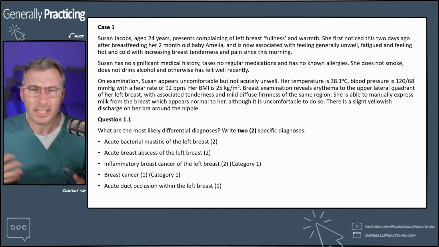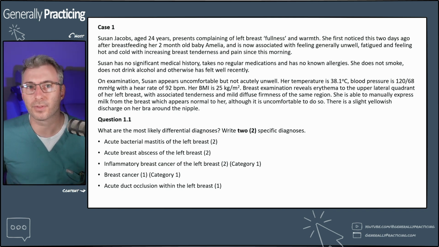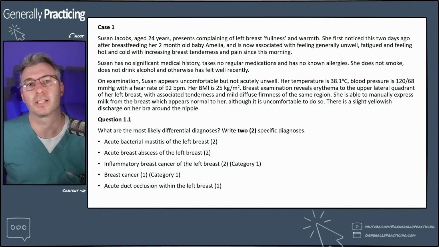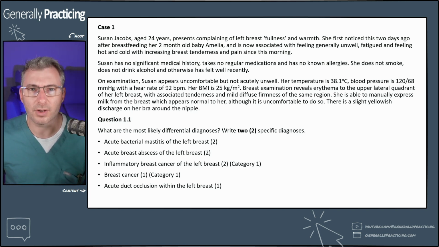Now, less likely, but this could also be breast abscess, and so you would specify acute breast abscess of the left breast. I probably wouldn't put both of those as the 2 responses. You want to try and diversify your answers as best you can. This could be other things as well. This could be an inflammatory breast cancer of the left breast. Again, we're trying to be as specific as we possibly can. If you were to put something like breast cancer, you're probably still going to get a mark, but I don't think you'd get full marks for it.